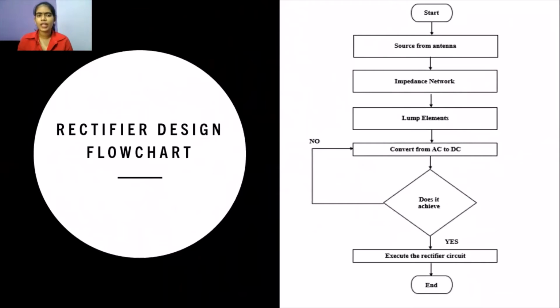Next, the rectifier design flowchart. A rectifier receives the source from the antenna and then transfers it to the impedance network. Impedance network is also known as matching network or impedance matching, it is the same. And then it goes to lump elements, inductor or capacitor, and then it converts from AC to DC. If it achieves, the rectifier circuit will be executed. If not, we have to go back to the conversion from AC to DC.